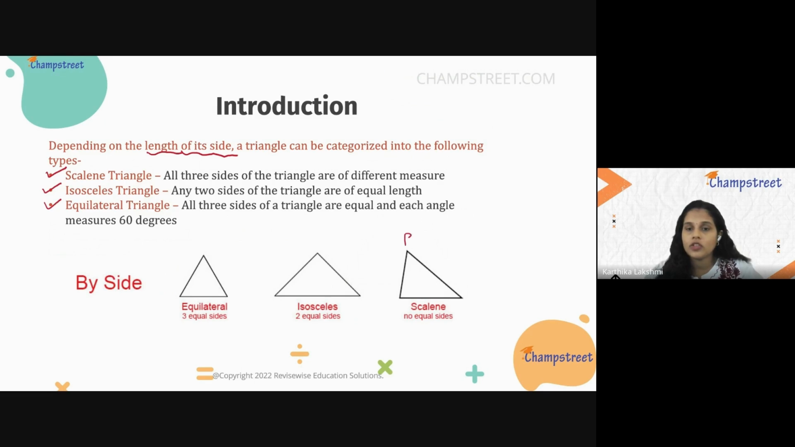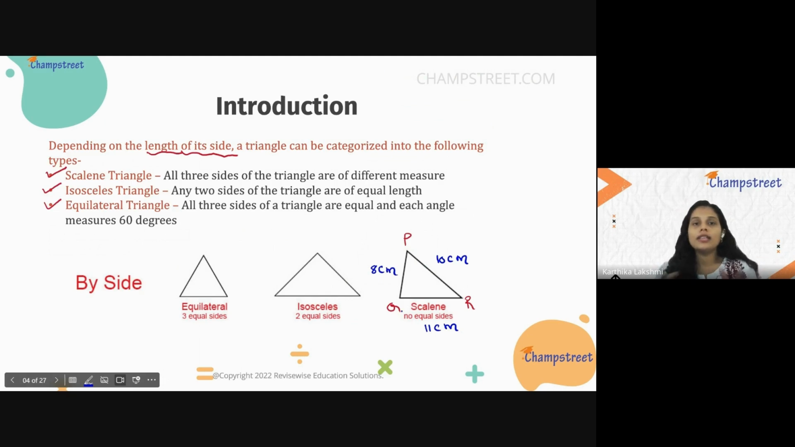For example, I'm going to name this triangle as PQR. And in PQR, PR is of 10 centimeter. PQ is of 8 centimeter. And QR is of 11 centimeter. Got it? So, as you can see, these 3 sides are of different measures. PQ, PR and QR are different in length. So, this type of triangle is called what? Scalene triangle. When the 3 sides of the triangle are of different measure, we call it a scalene triangle.